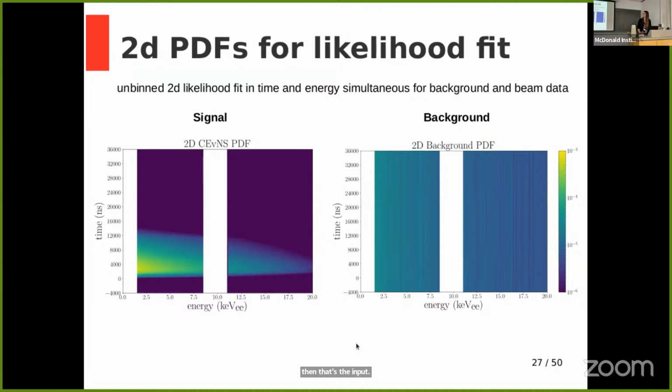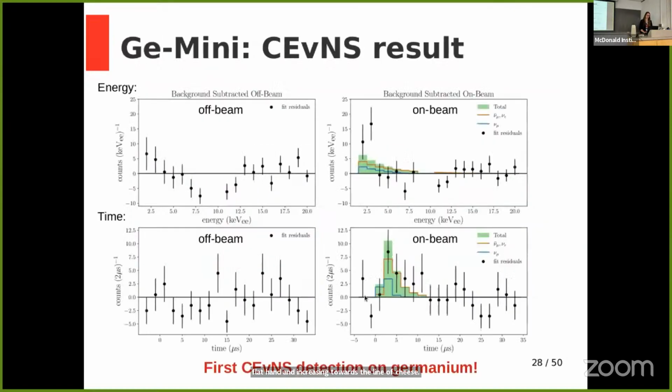Then we need the PDFs. So that's the signal PDF, which I showed in the first part of my talk. Here's the energy up to 20 keV, and here you can see neutrinos that arrive up to 12 microseconds, with the continuous component here. And then on the right side, the PDF of the background that, as I said, comes from this internally triggered data, and the background is flat in time and increasing towards lower energies. We combined all of this in an unbinned likelihood fit, and that is what we get out of it.